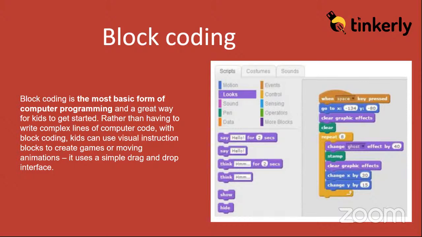But what is text coding and what is block coding? How to use it and when to use it? What is the difference? That is what we are going to see. Block coding is the most basic form of computer programming. It is very easy to understand. My friends also love block coding because we don't have to write complex lines or follow the syntax of computer code.